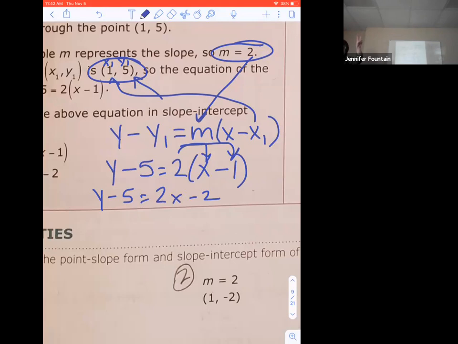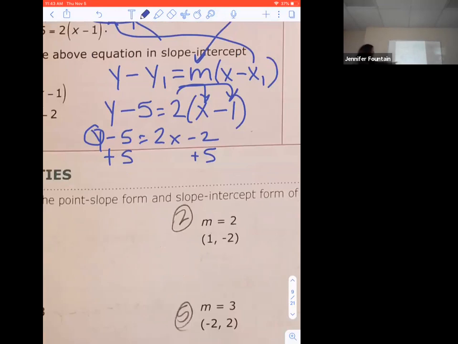Number 2, I've used the distributive property. So now what do you think I'm going to need to do? If I'm trying to go to y equals mx plus b form, what do I need to solve for? Y. So I need to solve for this guy right here. What is with him that needs to move? 5. How do I move him? Addition. I'm going to add it because it is negative. I add 5 to each side.